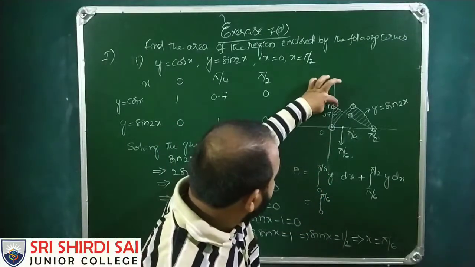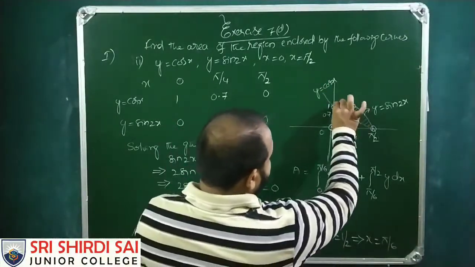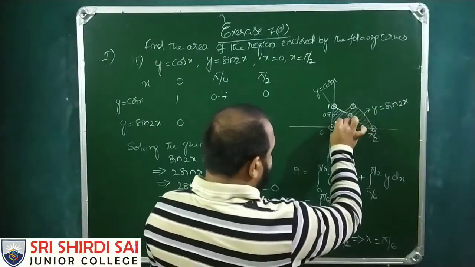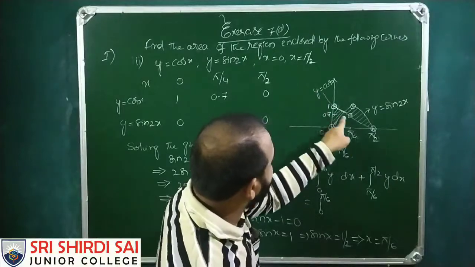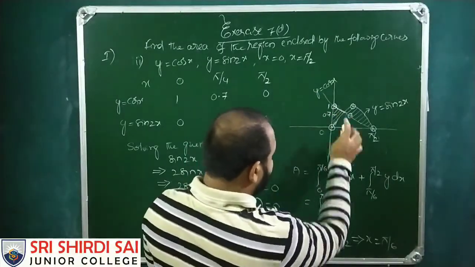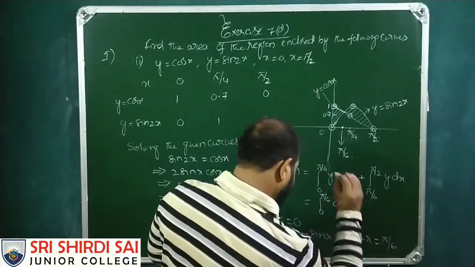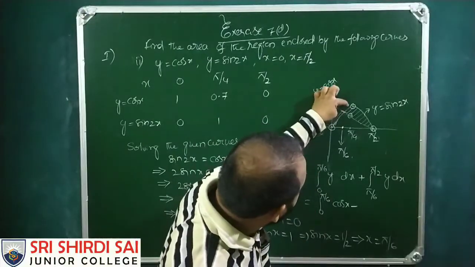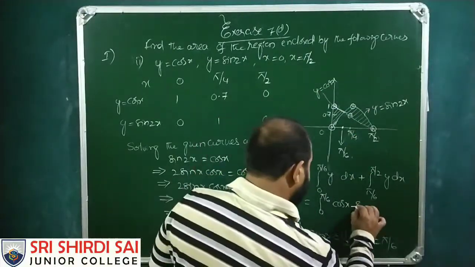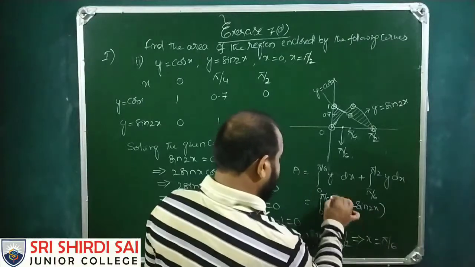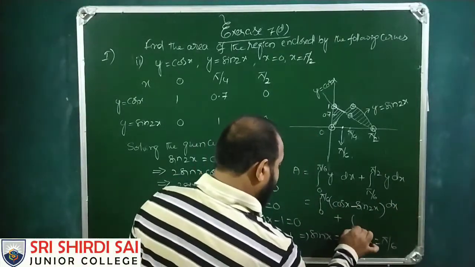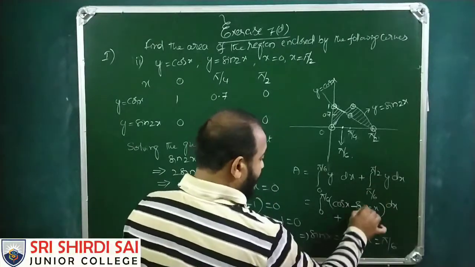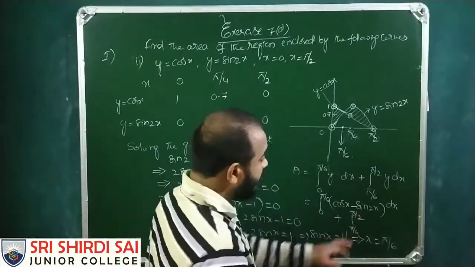So the next step will be 0 to pi by 6. Here there are two curves. See this curve as well as this curve. Here this is the y equals cos x graph. So the upper curve is cos x minus the lower curve, what is this? Y equals sin 2x. So sin 2x dx, plus the integral from pi by 6 to pi by 2 of y dx.